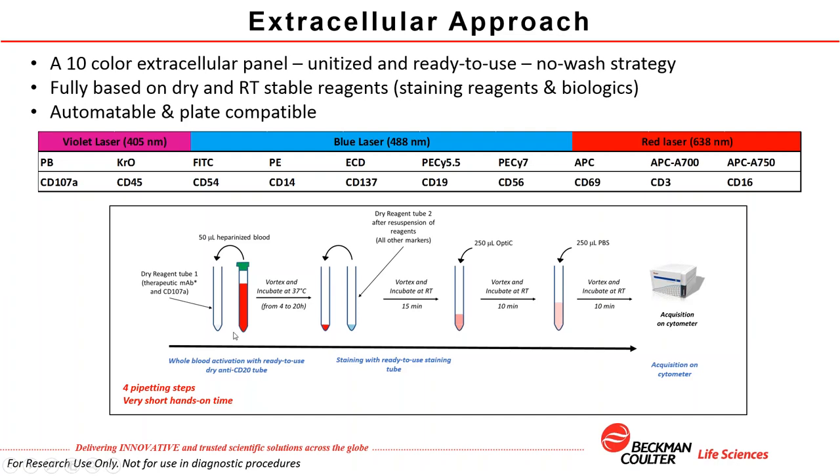So everything does start with the therapeutic tube in which you also have the CD107A, and then you can add the 50 microliters of blood required. After an incubation period ranging from 4 to 20 hours, we can then add all of our other markers into the same tube so that the different staining can happen. And finally, we do lyse the red blood cells using optimized lysing solution here as well.